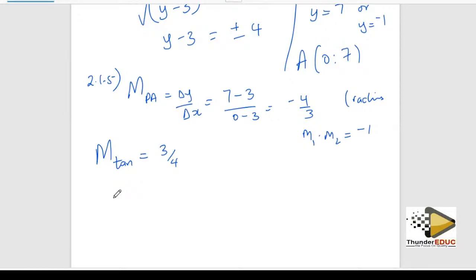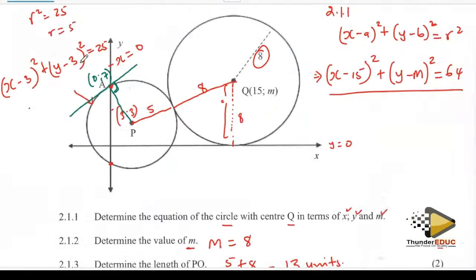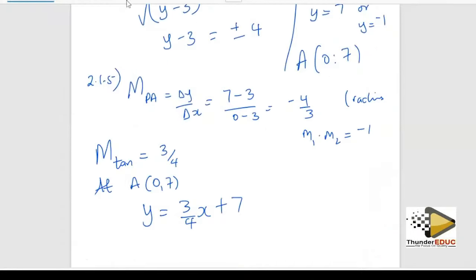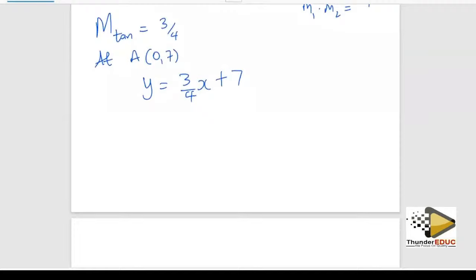Then at A, which is (0, 7), my y is going to be 3 over 4 x plus 7. I don't need to use that formula since I know that this A is also acting as the y-intercept of my tangent. Okay, guys, so that is 2.1.5.